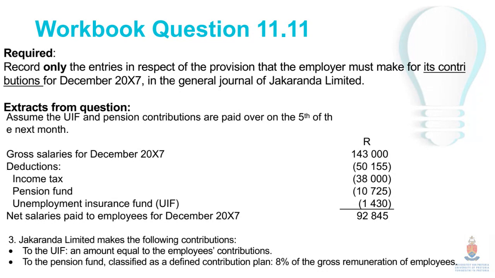Now, the next bullet point under 3 says, to the pension fund classified as a defined contribution plan, 8% of the gross remuneration of the employee. So always in Accounting 100, we're going to be dealing with defined contribution plans. So that's not any news to us. It then says 8% of the gross remuneration. Now, again, they're trying to be fancy with the words here. What it actually means is the gross salaries, right? Remuneration simply means salaries, but they're just trying to trick us to see if you know. So that's what they're doing there.